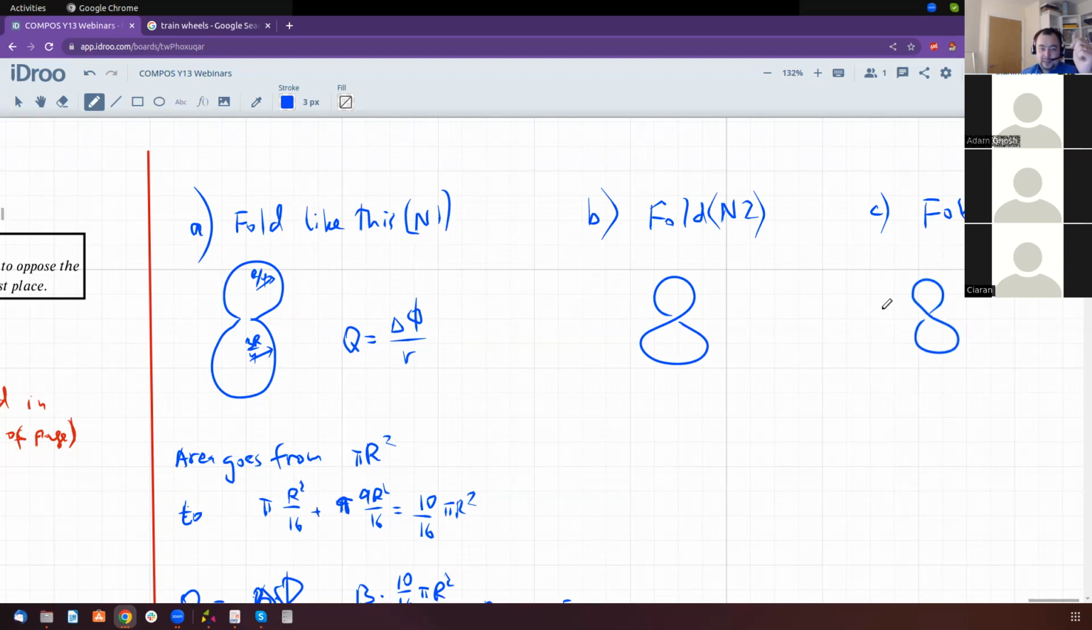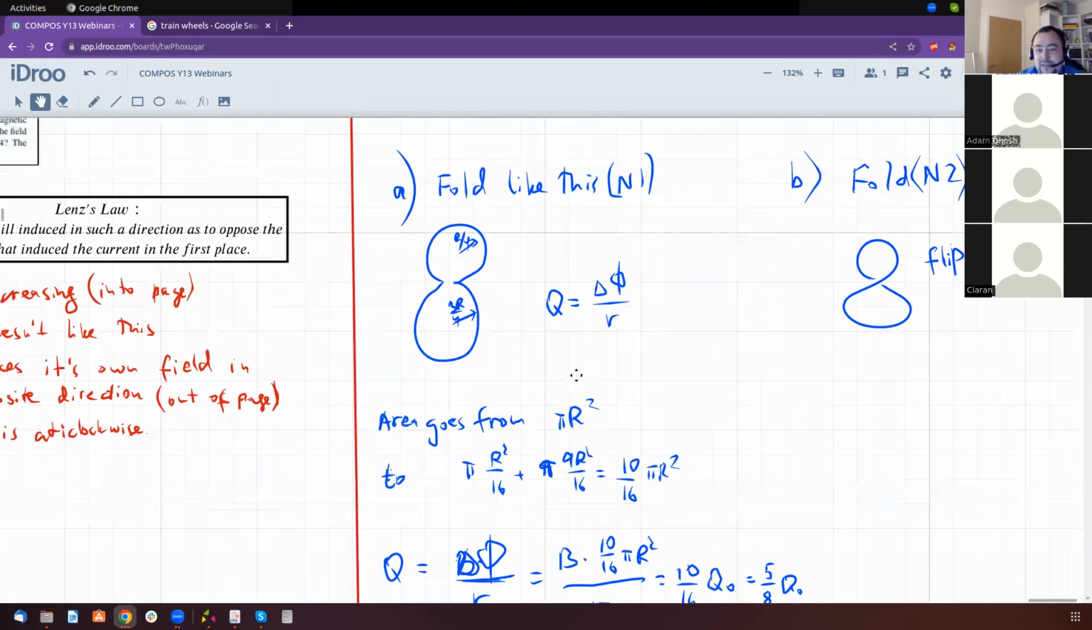So in the first case, you flip the top one, and in the second case, you flip the bottom one. And that's a difference. There's the decreasing field. Flip top, and here you flip bottom.